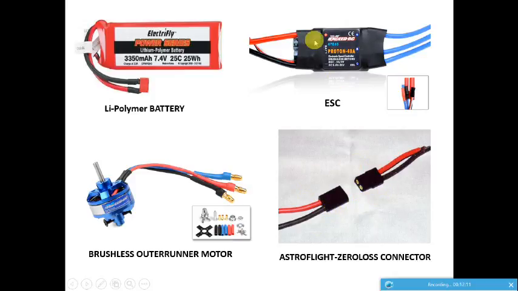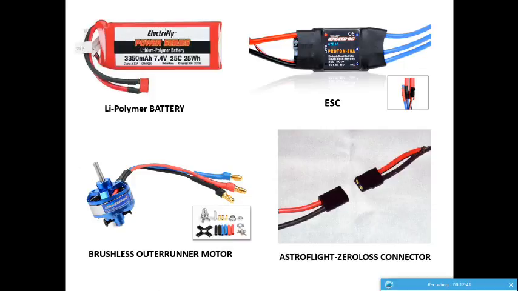This is an ESC. ESCs have different ratings, and the rating should be matched with the battery. Here we have a 3350 mAh battery with 7.4 volts. The battery may be either 3 cell or 2 cell. We have used in our model a 3 cell battery, which is 11.1 volt. I think this is a 2 cell battery with 7.4 volt.